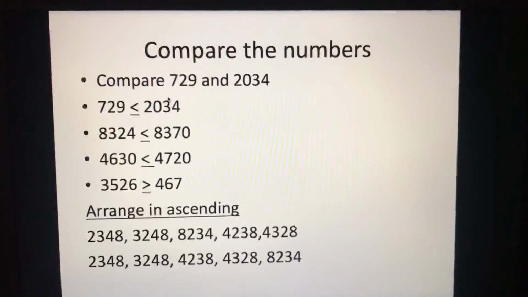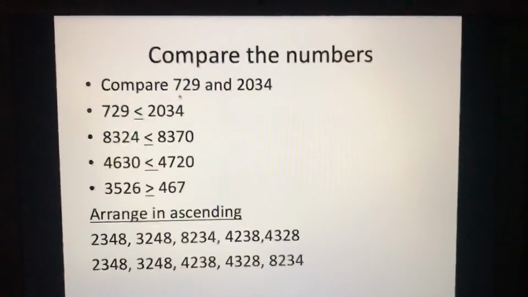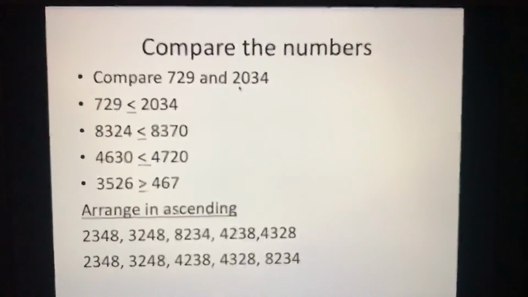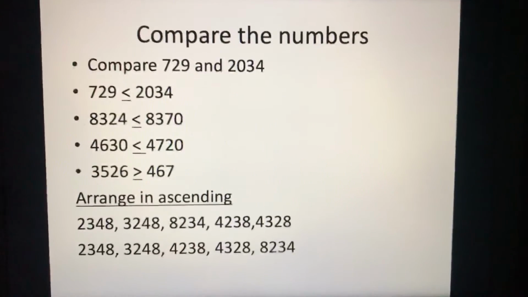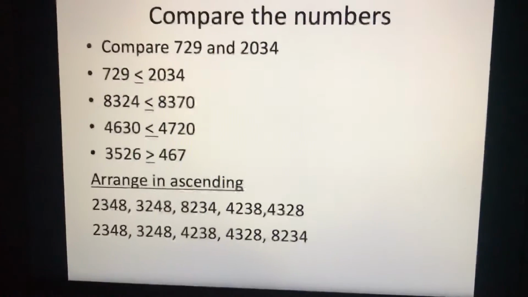Next is comparison of numbers, or compare the numbers. How can we compare two numbers? We can compare numbers by comparing their positions. First we compare thousands position, then we compare hundreds position, then we compare tens position, and last is ones position.